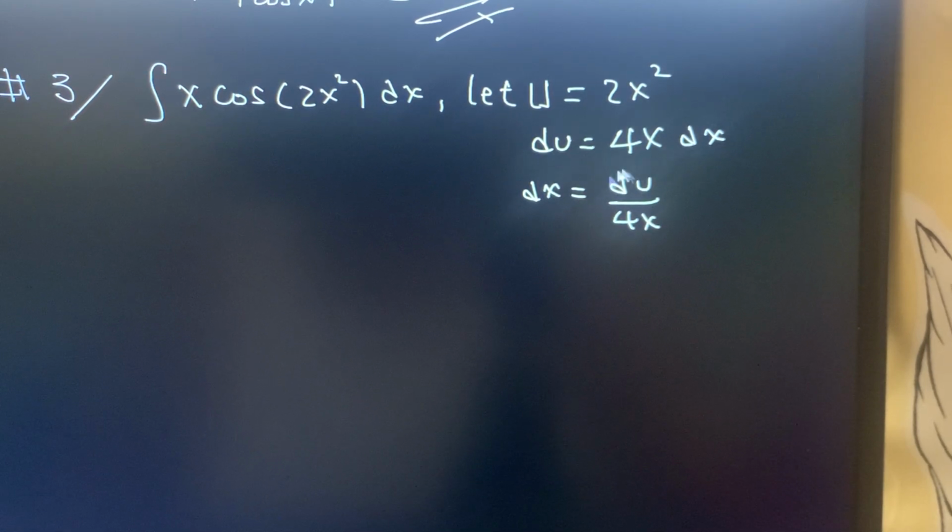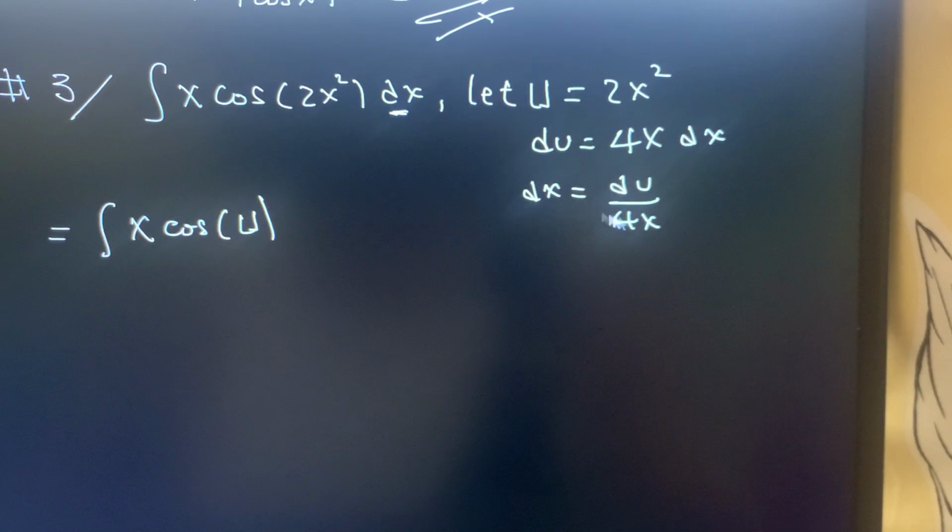Now I have everything. Make sure you have everything before you do the next step. I can rewrite the original equation based on this u substitution. That's going to be x times cos of u, since 2x squared is u, and dx is already du over 4x. Now observe, I can cancel something here, because I have x in the numerator and another x in the denominator. Both of them can go.